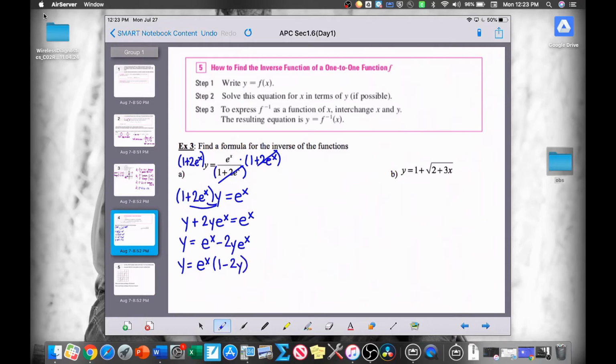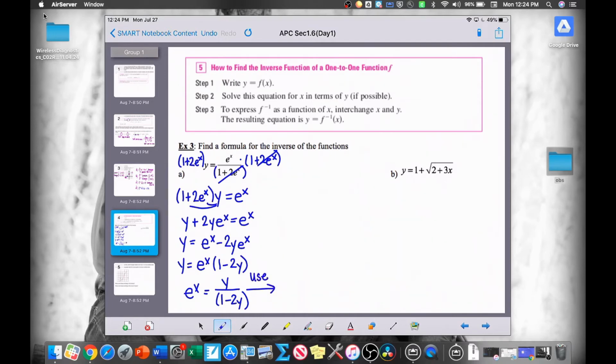And then hopefully you see where this is going. I can divide by 1 minus 2y. So e to the x would be equal to y over 1 minus 2y. So now I've isolated my term that has x in it. Okay, but if I want to solve for x, because right now x is up in the exponent, remember, whenever we have a variable in the exponent that we want to get out, we always need to use a log. In this case, the base of our exponent is e, so it makes sense for us to use ln.